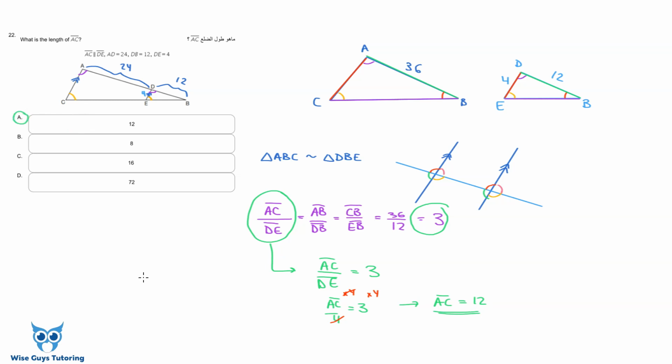So that's similar triangles, right? So as long as you can prove that 3 angles are equal, then you can bust this ratio here. And as long as you have one of these pairs, then you can pretty much find whatever you want. Okay? Let's move on to 23.